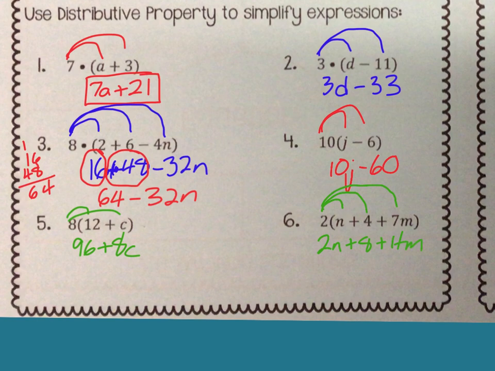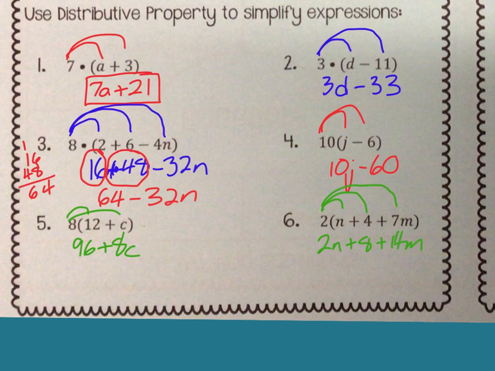Now, can any of these go together? The 2N, are there any other N's? Nope. 8, are there any other numbers that are just by themselves? No. 14M, are there any other terms that have an M? No. So that is our final answer.